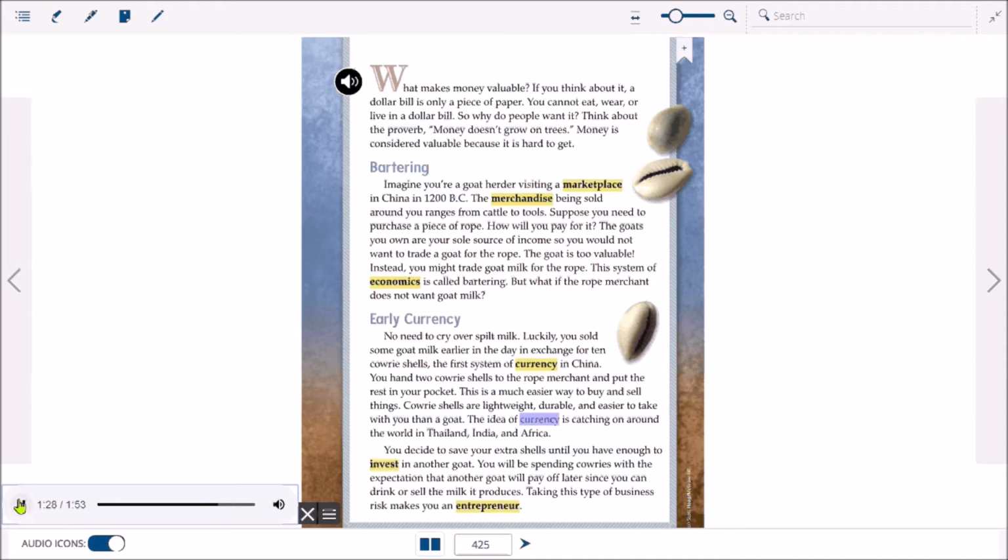The idea of currency is catching on around the world, in Thailand, India, and Africa. You decide to save your extra shells until you have enough to invest in another goat. You will be spending cowries with the expectation that another goat will pay off later, since you can drink or sell the milk it produces. Taking this type of business risk makes you an entrepreneur.